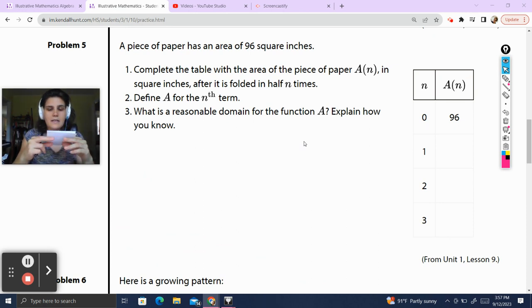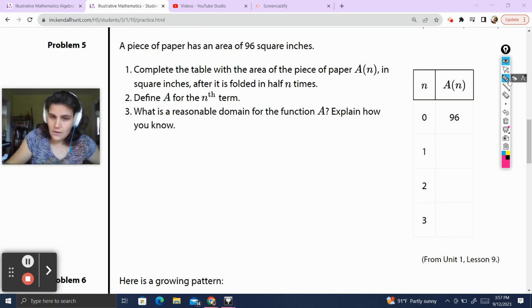So I notice immediately that the area is getting smaller, and logically I'm saying, okay, the area is getting smaller by 1/2 each time. At this point, I can't really fold it anymore. So we're going to complete the table. If we start with 96, well, after one fold, that's going to cut in half. So half of 96 is 48. After 2 folds, the 48 gets cut in half. Half of 48 is 24. After 3 folds, half of 24 is 12. And we've completed the table.